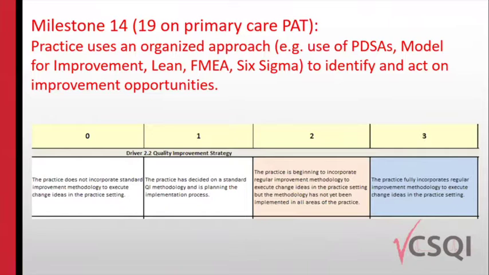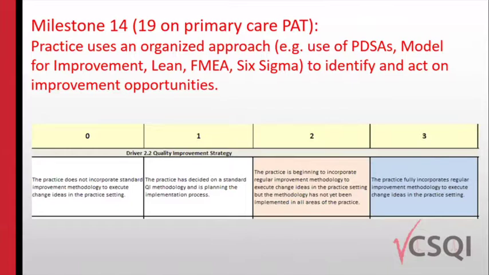A score of a 0 indicates that the practice has not incorporated a standard improvement methodology as yet. It would also indicate that maybe we're not quite sure what these are or how we would even start to use them in the practice. A score of a 1 would indicate that the practice has at least started to look at these things, understand some of the differences between them, and has decided on a standard QI methodology and knows that this is something that they would like to use.